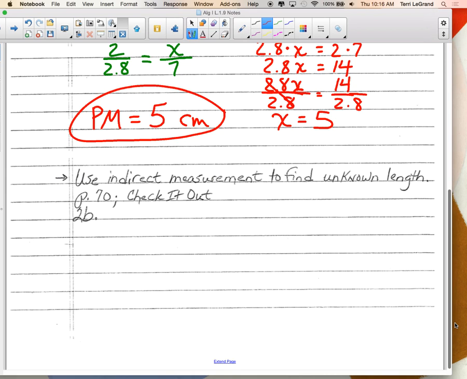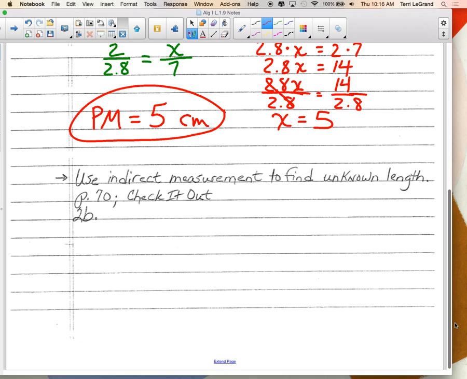So let's look at 2B, where it says, a woman who is 5.5 feet tall casts a shadow 3.5 feet long. At the same time, and that's important because we have to do the measuring when the sun is at the same spot in the sky. We're talking about shadows, right? Because our shadows are different lengths at different times of the day. So at the same time, a building casts a shadow 28 feet long. Write and solve a proportion to find the height of the building.